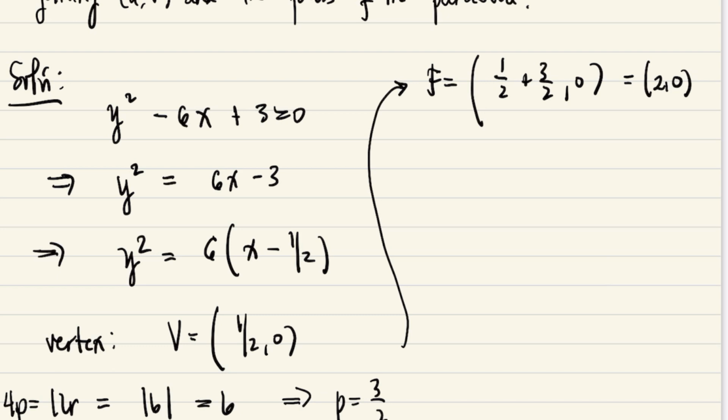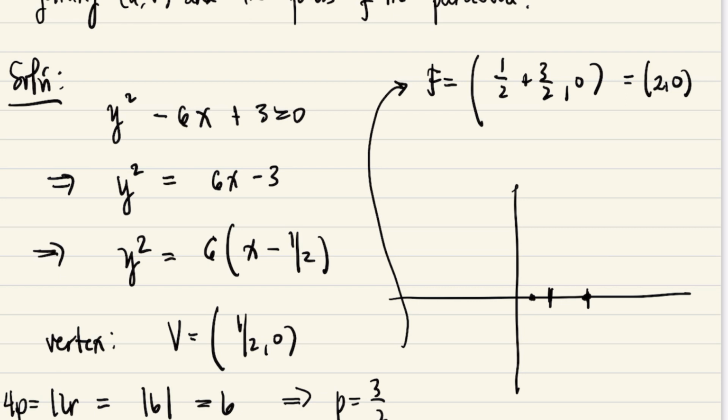So what happened now? If you plot this parabola, you know that the vertex is (1/2, 0). So assuming I have a perfect drawing here, my focus is (2, 0). So this is the focus, and then the vertex is somewhere here, (1/2, 0).